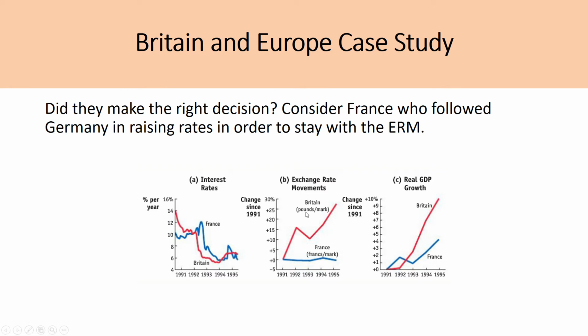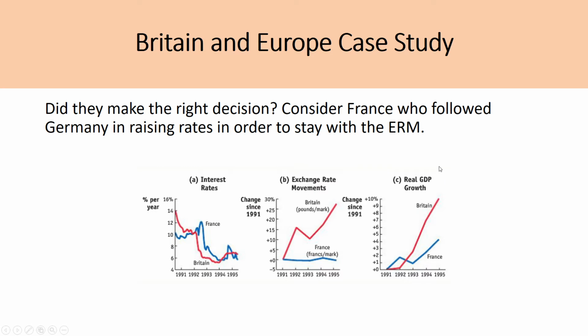Now, the exchange rate movements, all of a sudden you have a significant performance in the strength of the British pound relative to the mark. Whereas France, again, they were pegged, so the change of the franc relative to the mark was very small, deviating around the 0% level. Whereas, as you can see, the exchange rate movement for Britain was significant, and that's really because they were floating.